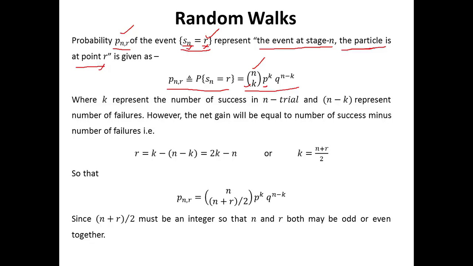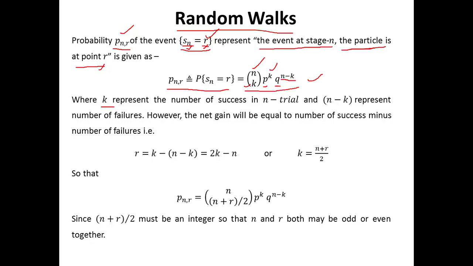P is the probability of success, so probability of success to the power number of times of success, multiplied by q, which is the probability of failure, that is 1 minus p, to the power number of times of failure. So this is the Bernoulli trial expression. We are going to use this expression to analyze the probability of random walks for different scenarios.